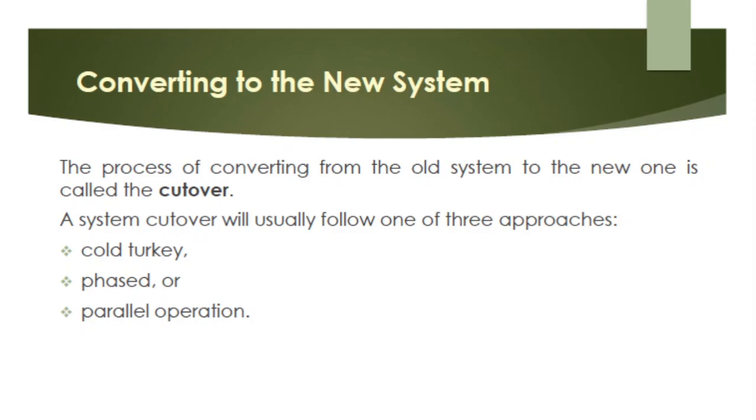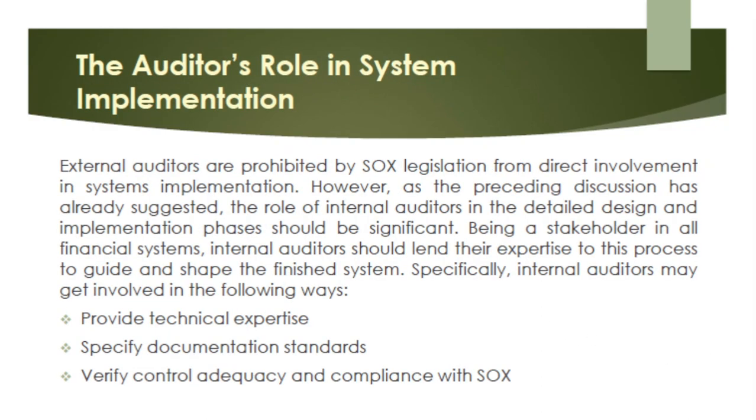And the last approach is the parallel operation cutover, which involves running the old system and the new system simultaneously for a period of time. This approach is the most time-consuming and costly of the three. Running two systems in parallel essentially doubles resource consumption. However, the advantage of the parallel cutover is the reduction of risk. By running the two systems, the user can reconcile outputs to identify and debug errors before running the new system solo.